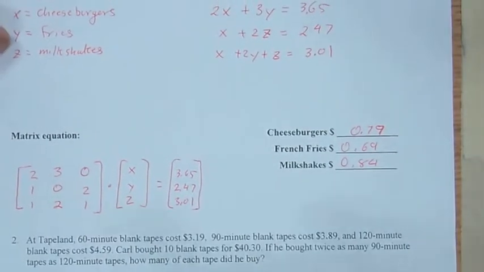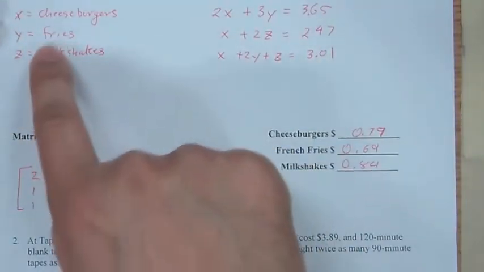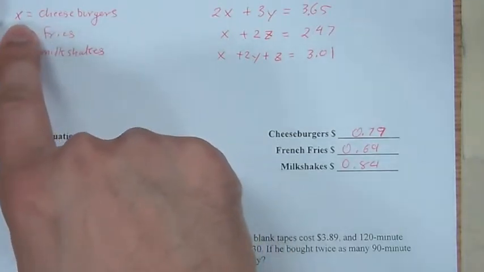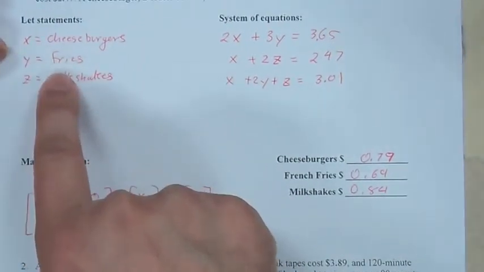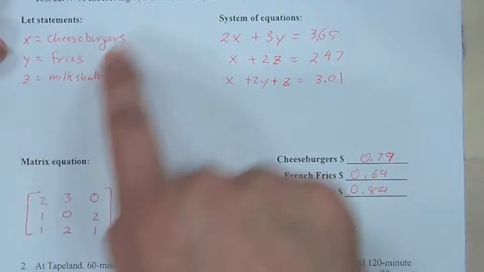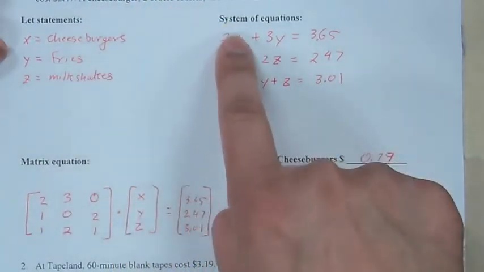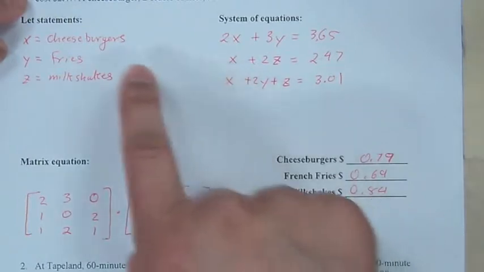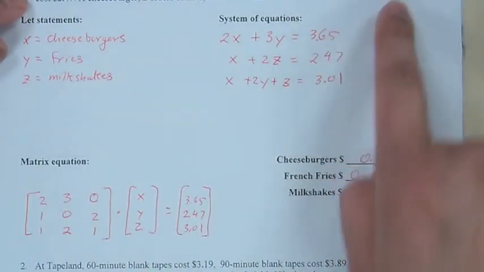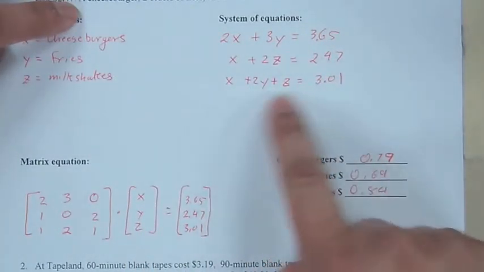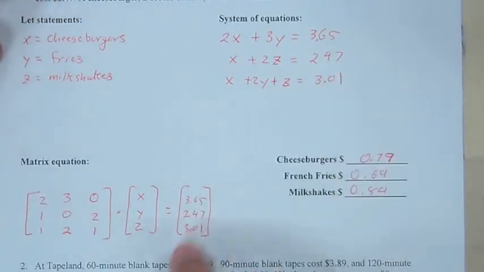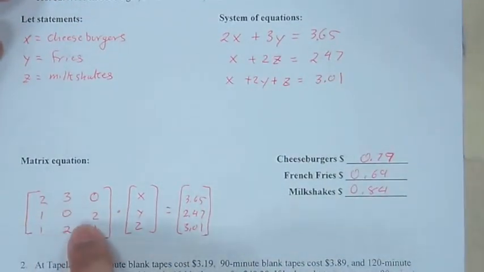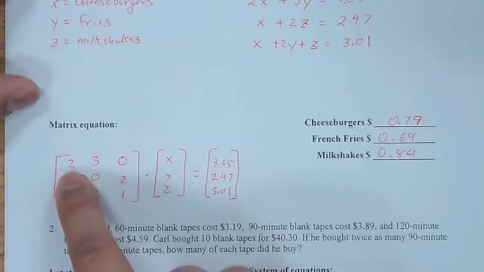Okay, word problems with this. Burger Heaven. We have three things. Let x represent the cheeseburgers, y the fries, z the milkshakes, and that gives you a couple of things. It says 2 cheeseburgers and 3 fries cost this. Then we have a cheeseburger and 2 milkshakes cost this much, and so on. We write our 3 equations, and then from this we create our matrix.